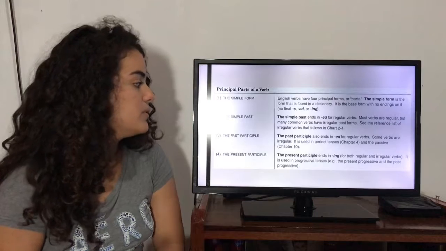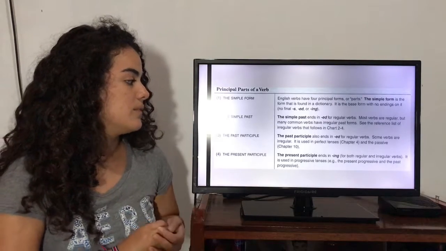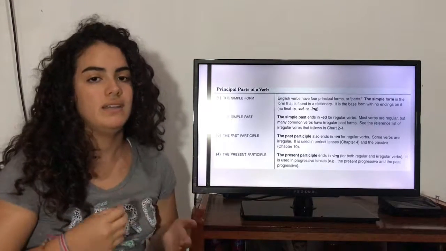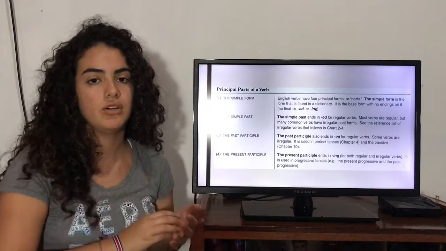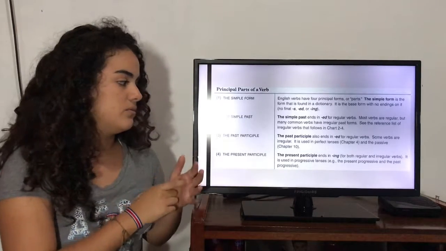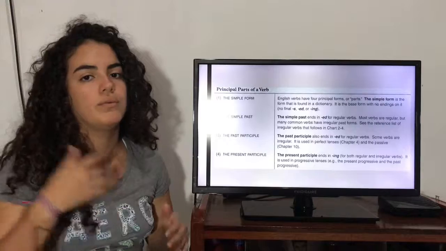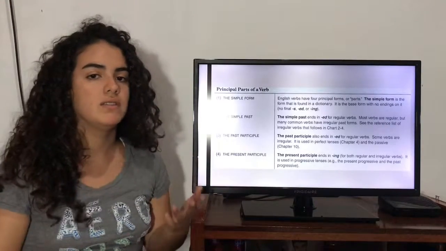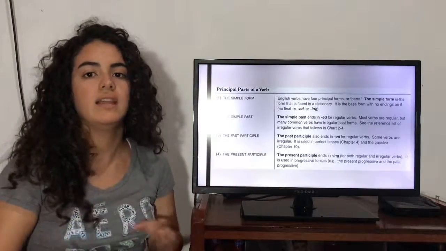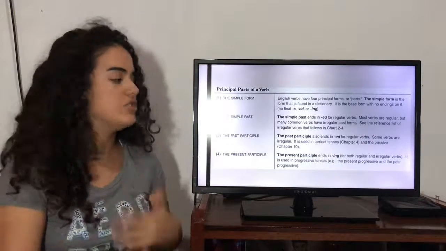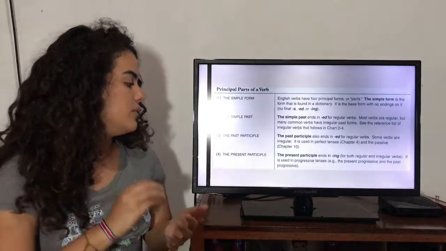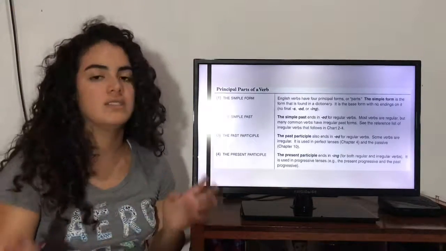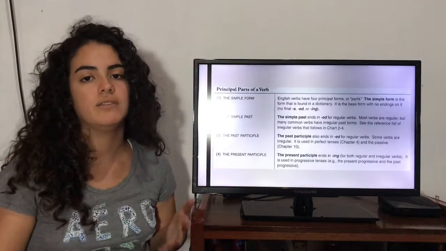In the past participle, they also end in ed when the verb is in the regular form, but when they end in something different, not ed, like irregular verbs, we need to change them. And we have the present participle, that we just need to add ing at the end of the regular verb.